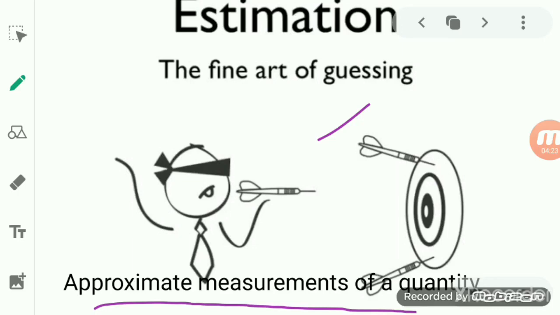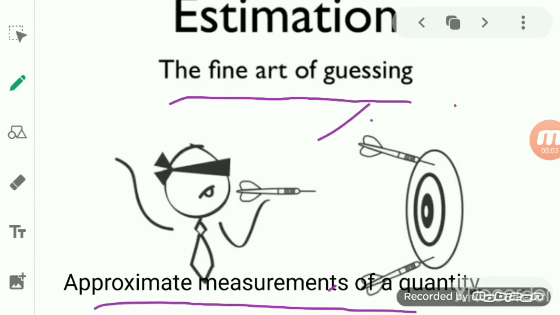So what is this? This is a rough measurement. This is the approximate measurement of a quantity, so it is an estimate. We can say that estimation is a fine art of guessing, because here you are measuring an object without using a measuring instrument, and that measurement is approximately similar. Not accurately, but approximately. So how is this approximate measurement, or estimation, useful?